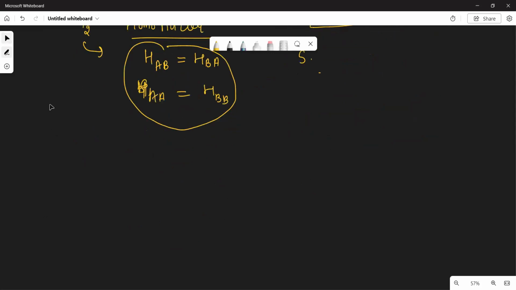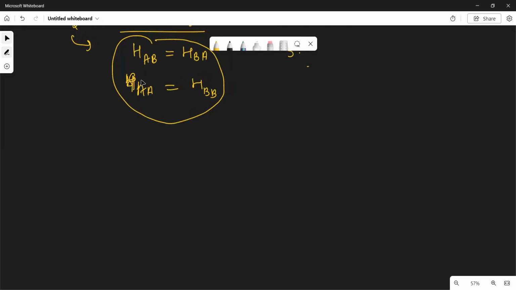Now in place of H_BA, we will write H_AB. In place of H_BB, we will write H_AA. So let's see how the determinant will be written now. I know the elements of this determinant. The first element is H_AA minus E, because S_AA is 1. The second term is H_AB minus ES. The third term here is also H_AB minus ES. And here, H_11 minus E. In this way, we can write the determinant.